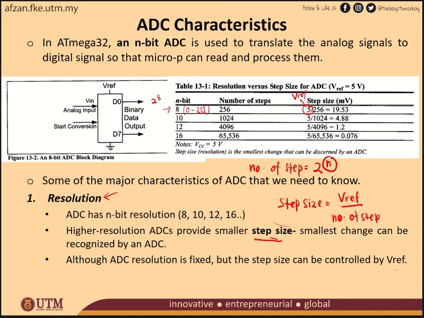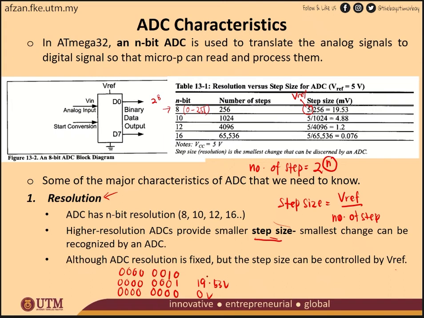The step size is actually the increment of each of these data. Let's say the first number here is 00000000, then 00000001. So let's say you started with 0, 0 volt, and then this is 19.53 millivolt, and then followed by 00000010. So this is the increment.